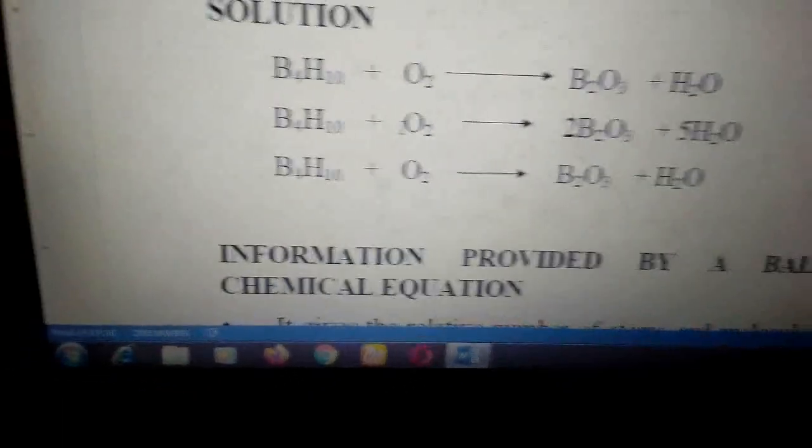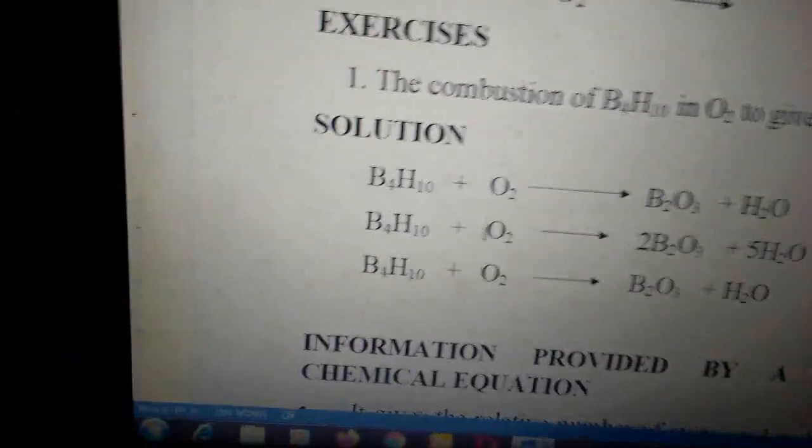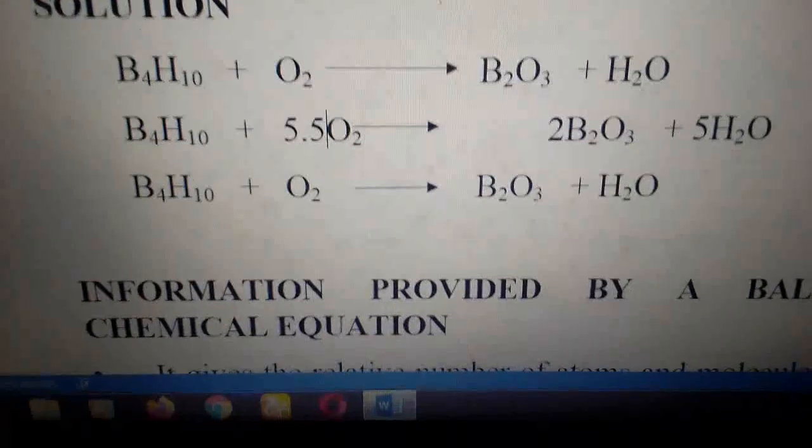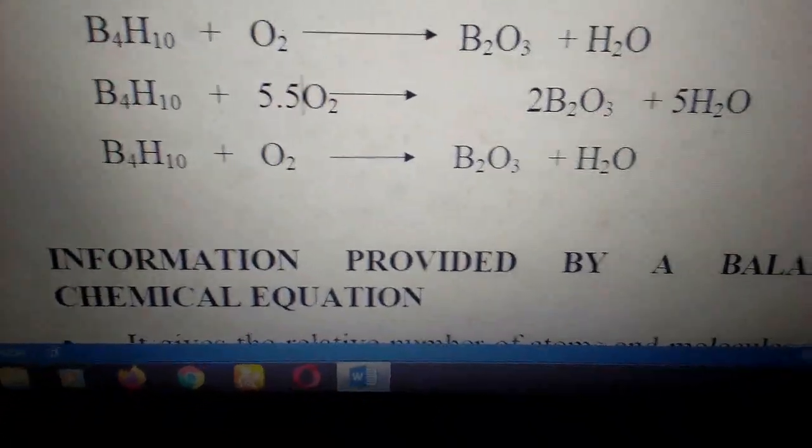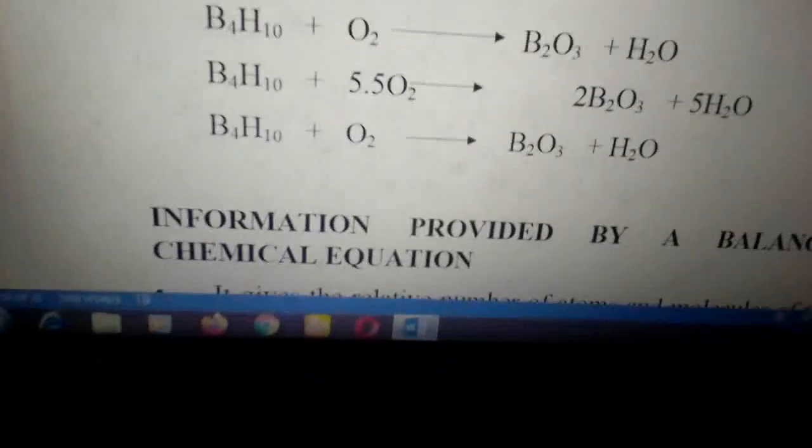And 11 divided by 2 will not give you a whole number, because 11 is an odd number. So 11 divided by 2 will give you a fraction, which is 5.5. So I'm going to write 5.5 in front of oxygen. As we do, when we see a fraction or a decimal value is involved, we multiply everything by 2, or the stoichiometric ratio by 2.